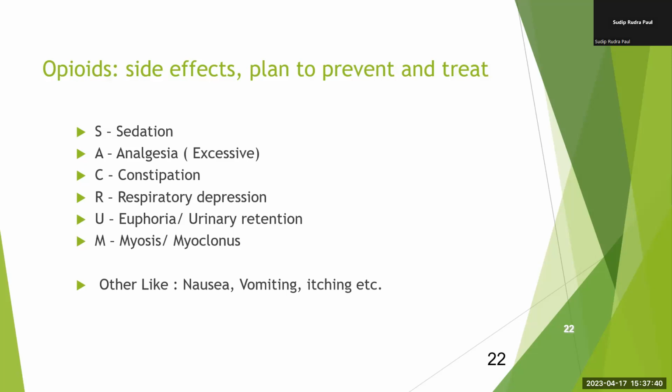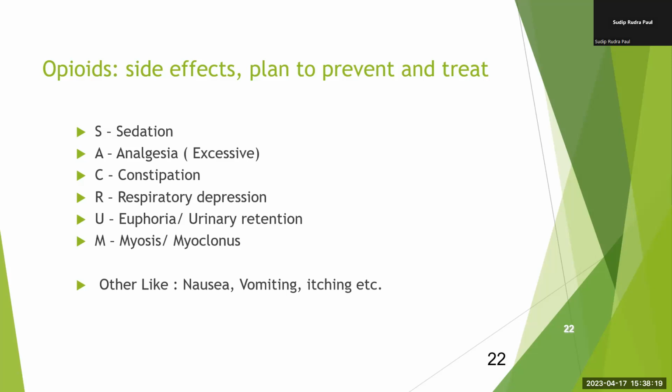Respiratory depression is one of the side effects of opioid drugs, but if we give the calculated dose properly, respiratory depression is very rare. U is euphoria or urinary retention. Euphoria is the excessive feeling of happiness. Urinary retention you already know. M means miosis or myoclonus. Myoclonus, you know, maybe tonic-clonic jerking is there. Miosis is the pinpoint pupil.